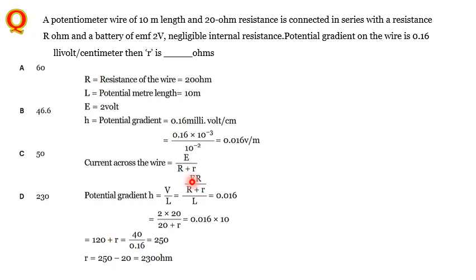Here 2 volt is the EMF of the battery, and 20 is the resistance of the wire, plus 20 plus small r. The small r is a negligible value, and the R is the external resistance. So R plus 40 divided by 0.16, what you get here is 250. Now, 250 minus the 20 ohm wire resistance, because they are connected in series. The total resistance is 250 minus 20, and what you get here is 230 ohm.